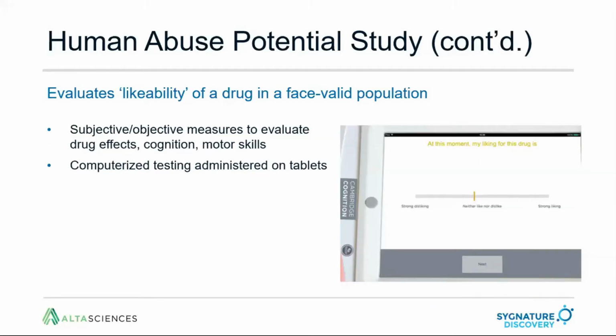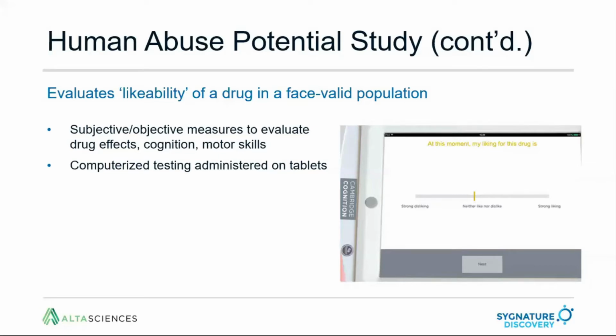One of the key primary endpoints in a human abuse potential study is drug liking. The picture here shows this measure as it's presented on a 0 to 100 point visual analog scale. The question simply asks, "At this moment, my liking for this drug is," and the subjects select the degree to which they like the drug in either direction on the scale. To the right is increased drug liking, the middle of the scale is neutral, neither like nor dislike, and the left side is increased drug disliking, so they do not like the drug. This is what we call a bipolar scale because there are two different opposing anchors on either side.